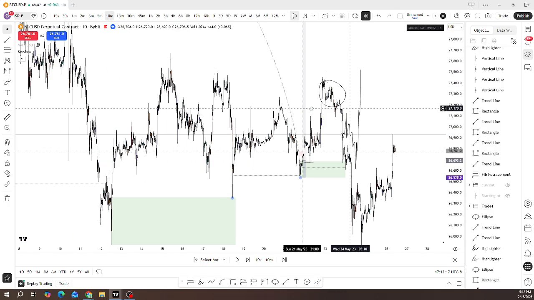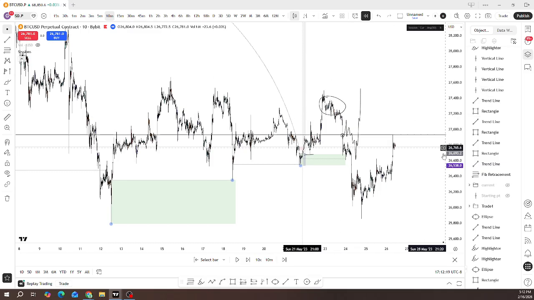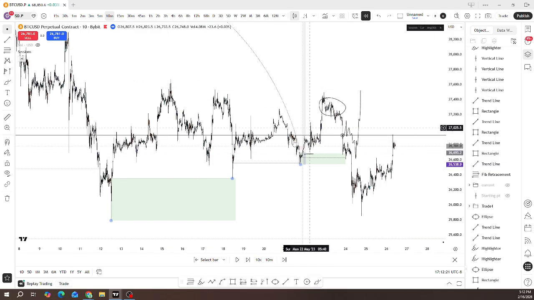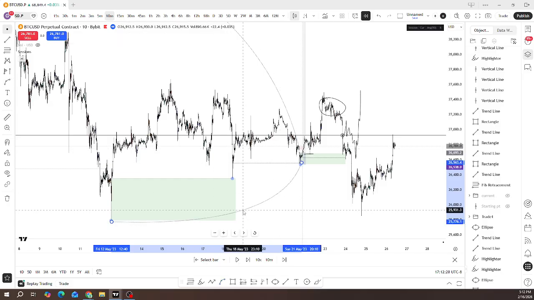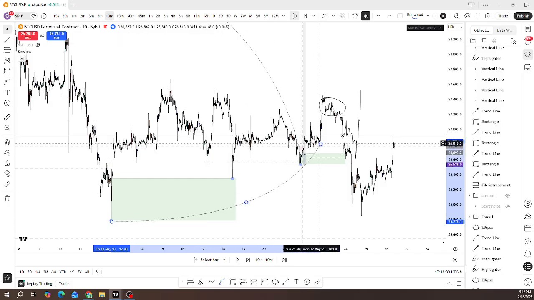Like, that wouldn't be the worst thing in the world. It just is getting very extended, and then, yeah, getting very extended by that point. You kind of had like a compression right here.